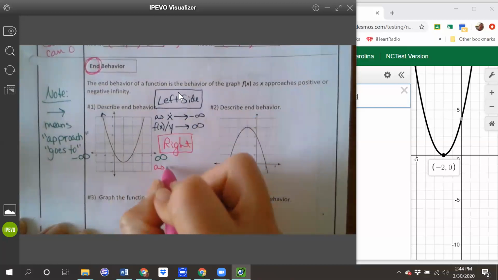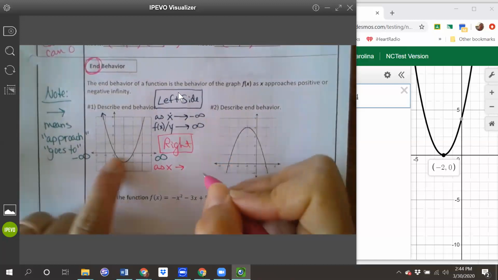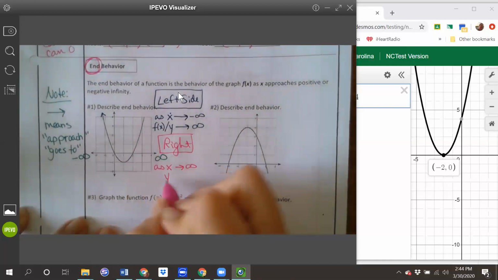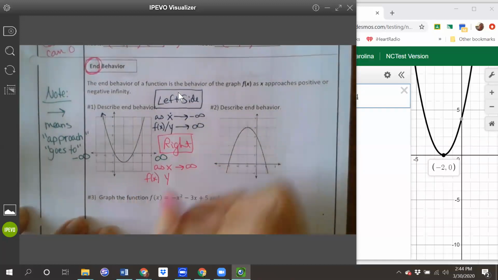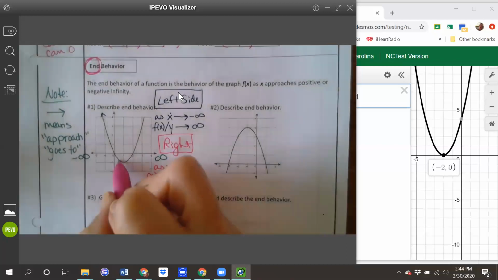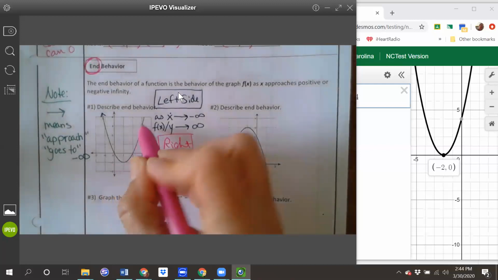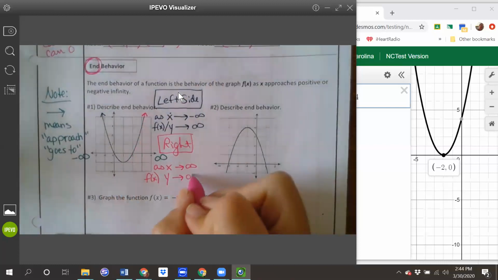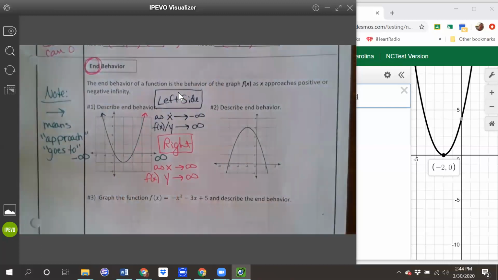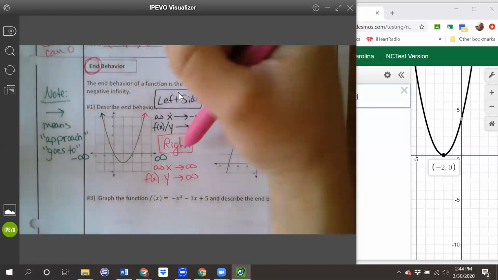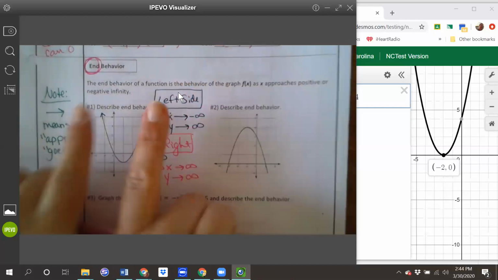So as x's get closer and closer to the right side, which is positive infinity, where are their y values, or their f of x values, going? So think about it. As I follow this graph farther and farther to the right, what y value is that going to? That is going to positive infinity. So that is called end behavior: analyzing the left side of the graph, analyzing the right side of the graph, and telling where the y's go.